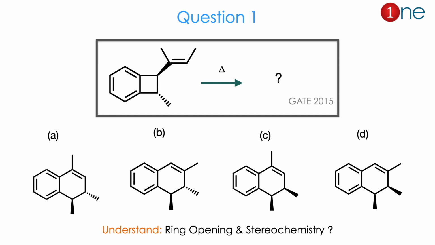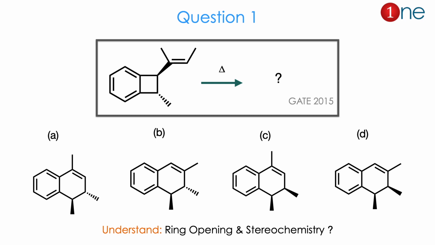Let us see question number 1. The starting material is benzene fused with a 4-member system. Then you have side chains, both anti: one side methyl, another side butene. The butene is a symmetrical one. You are heating it up. They ask you to find the product.